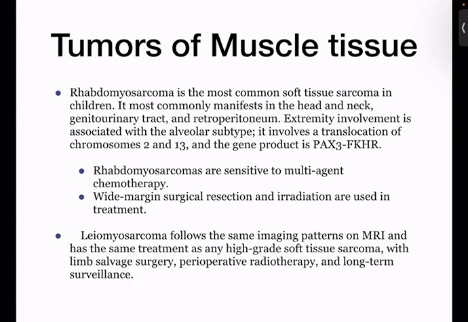Rhabdomyosarcoma is sensitive to multi-agent chemotherapy. We said any soft tissue sarcoma, the treatment will be what? Wide margin plus or minus radiotherapy. But rhabdomyosarcoma is sensitive to multi-agent chemotherapy, so sometimes they do take chemotherapy. But treatment for any sarcoma is wide margin plus or minus radiation. Okay, leiomyosarcoma treatment is the same, wide margin plus or minus radiation therapy. On imaging, it's the same as any sarcoma: low T1, high T2, heterogeneous, enhancing with contrast. These are all features of sarcomas. Okay.